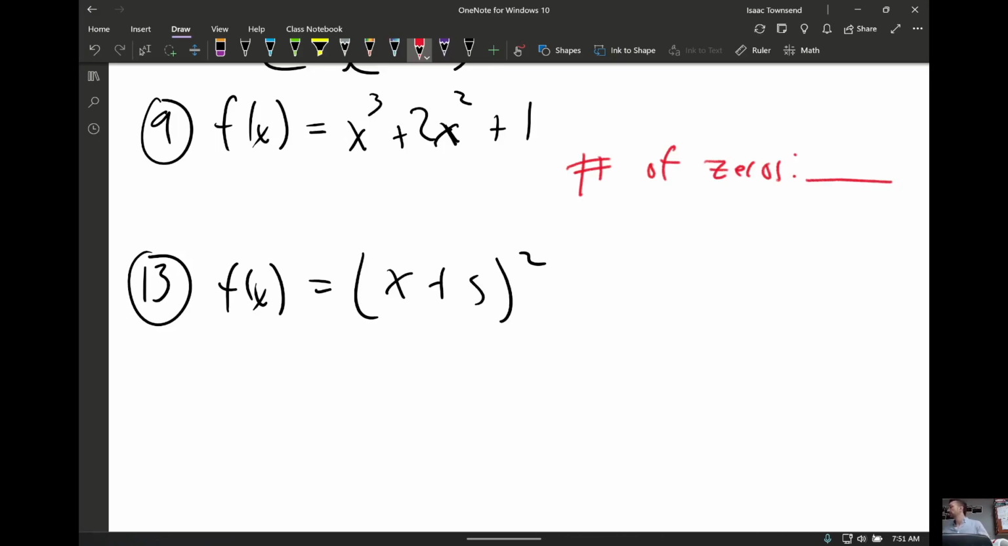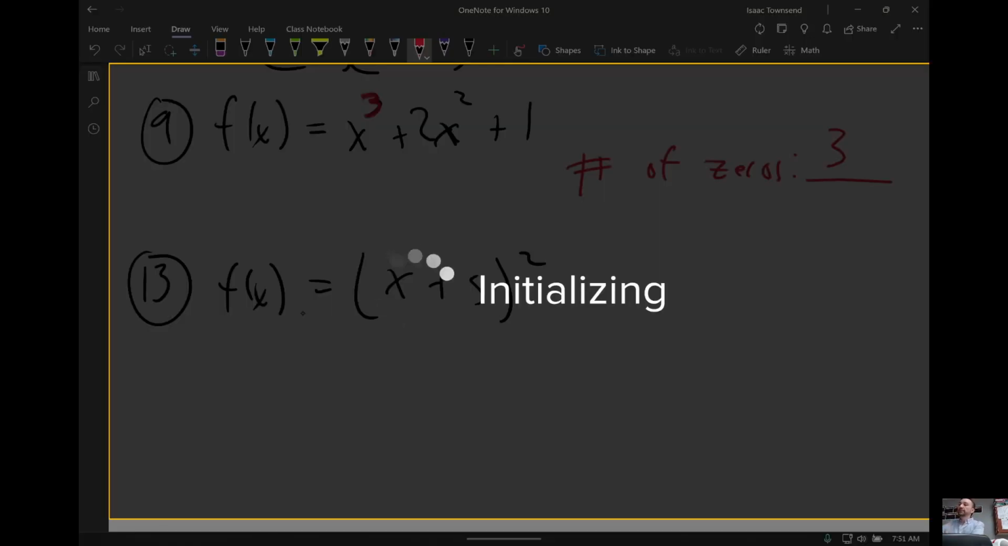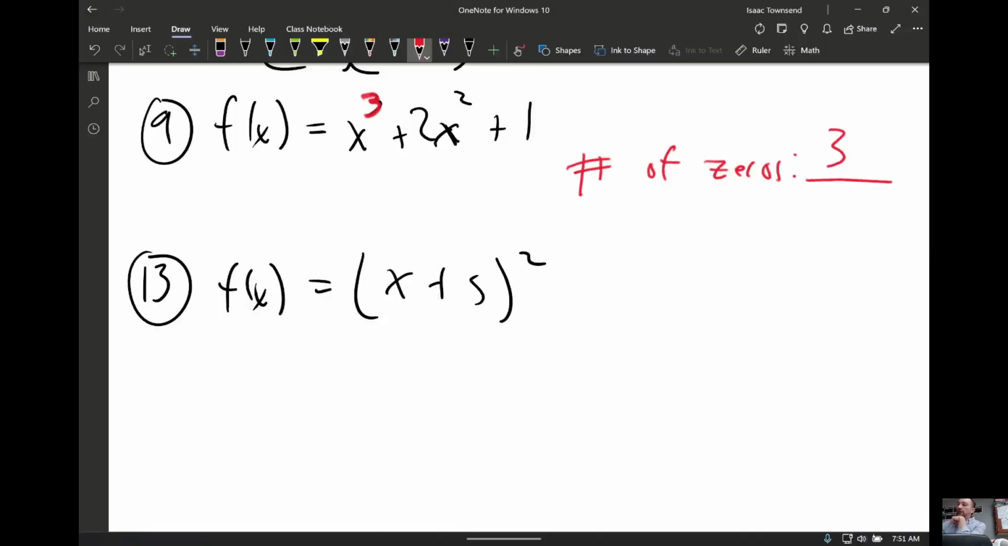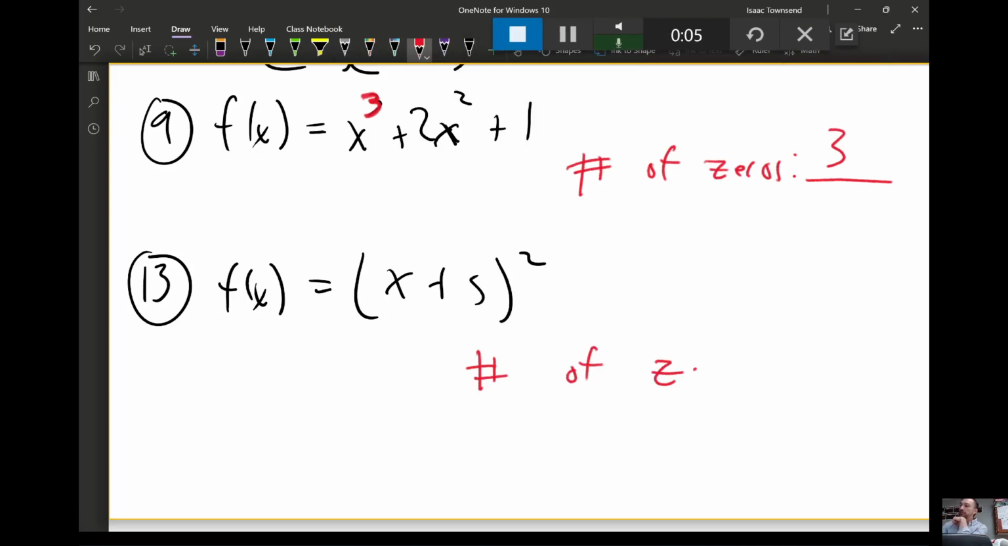Number of zeros for 9 would be 3, because that's what the fundamental theorem of algebra tells us. If it's a third degree, then it's going to have 3 zeros. Same idea for number 13. The number of zeros is going to come from the degree.